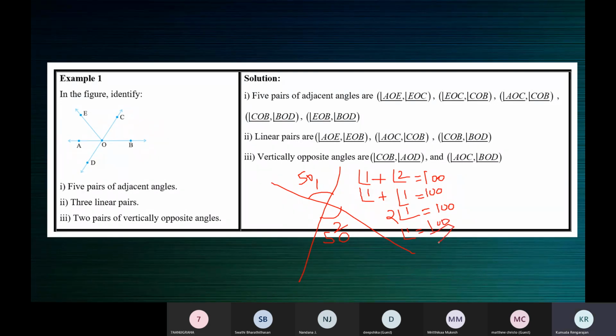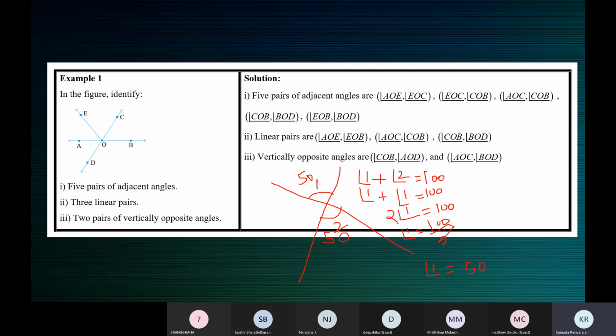100 by 2. If at all you want the steps, 100 by 2. So angle 1 is equal to 50 degrees. Angle 1 is equal to 50 degrees. These are the steps. Otherwise, if it is objective, you just have to select the answers.